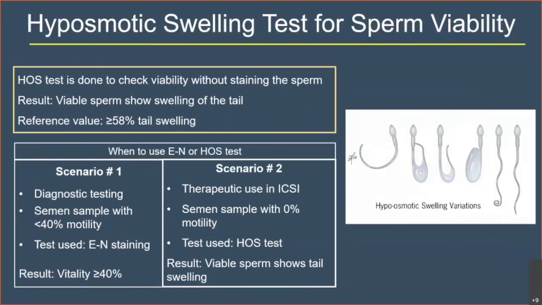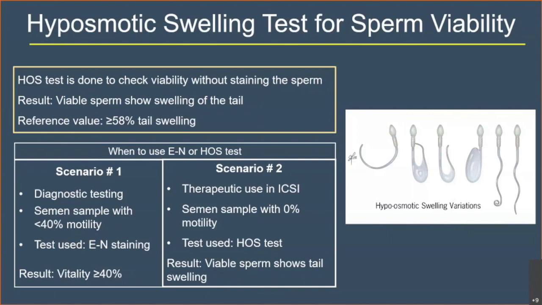The next test for viability is what we call the hypoosmotic swelling test, or the HOS test. This test is done to check the viability of the sample without staining. And the results of this test show the swelling of the tail. The reference value according to the WHO 2010 edition is equal to or more than 58% of the sperm which show tail swelling.